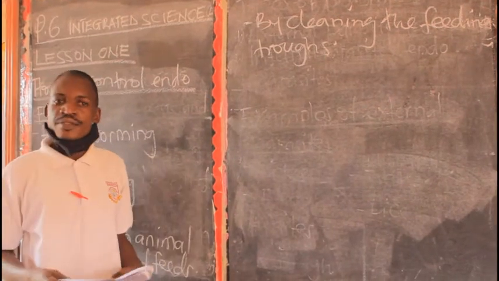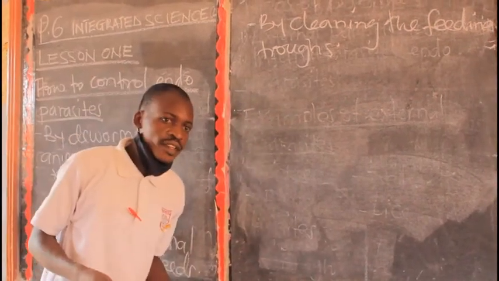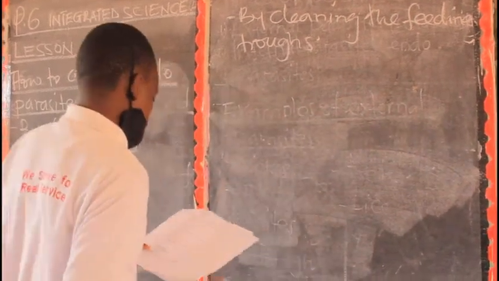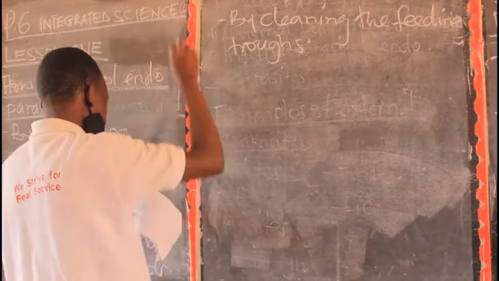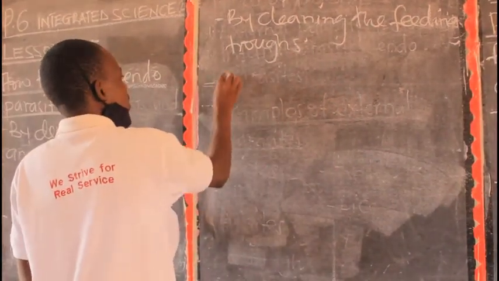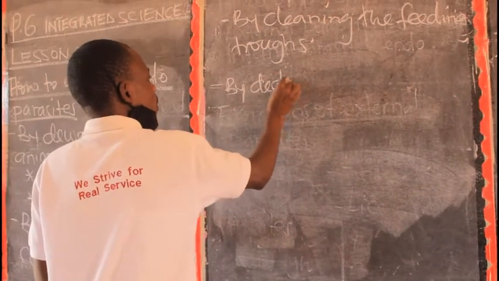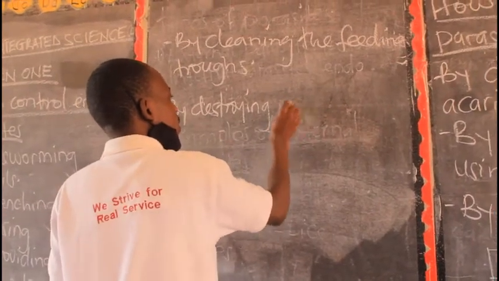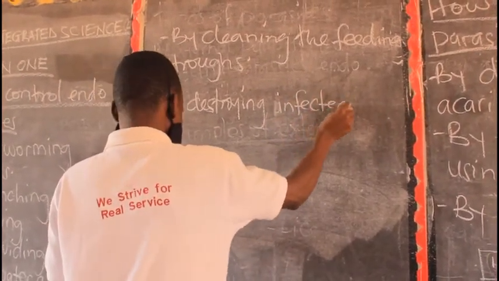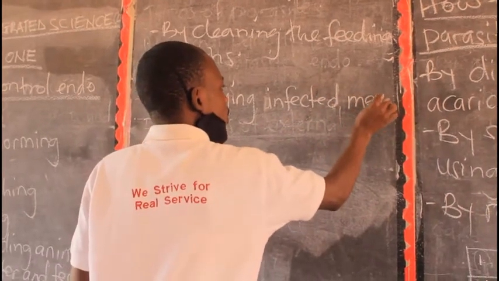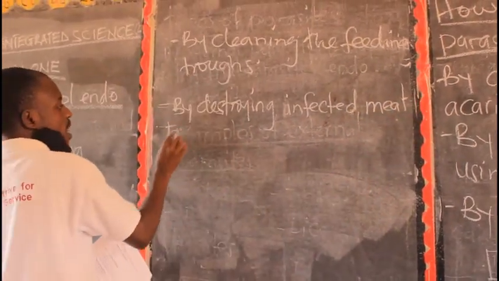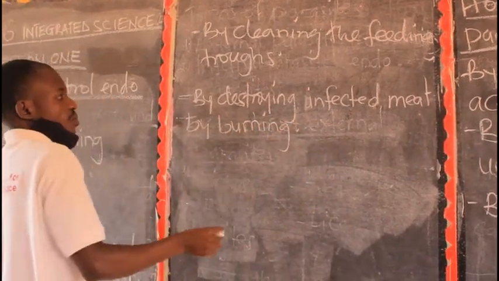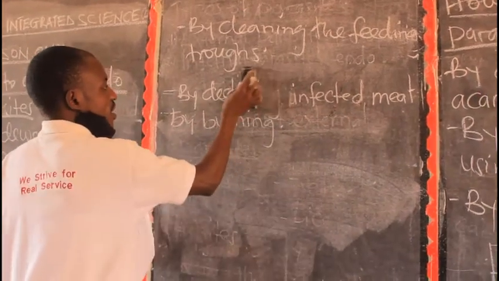Then another one. Yes? Joseph. Very good. So Joseph is telling us that by destroying infected meat by burning, or we can talk about destruction of infected meat by burning.